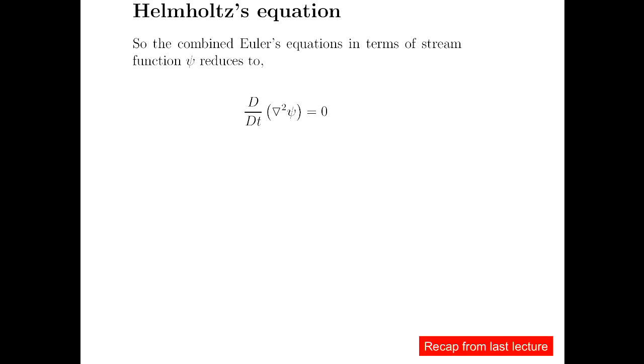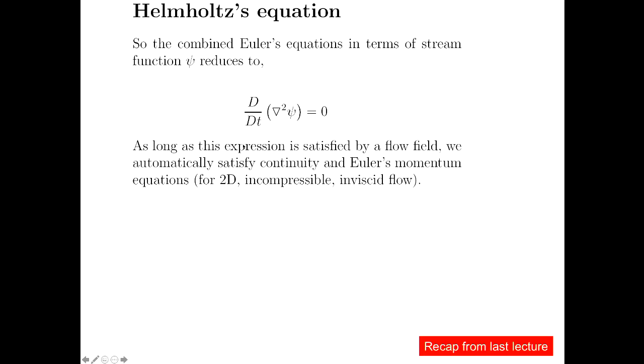A bit of recap on what we did in the previous lecture. Using the stream function, we are able to simplify our Euler's equation. And we derive the Helmholtz equation, which states that the total derivative of the Laplacian of psi, the stream function, is equal to 0. As long as this Helmholtz equation is satisfied, we automatically satisfy continuity and also our momentum equation for a two-dimensional, incompressible, and inviscid flow.